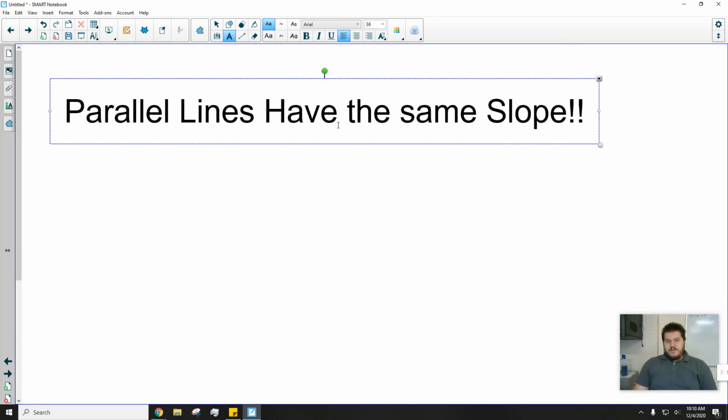This is how you tell the difference between them. Parallel lines have the same slope. Tomorrow we'll look at what perpendicular lines are, but make sure you know this one, because it's easy to get the two confused. But parallel lines have the same slope. They're parallel, the same distance. And if you have any questions, just holler.